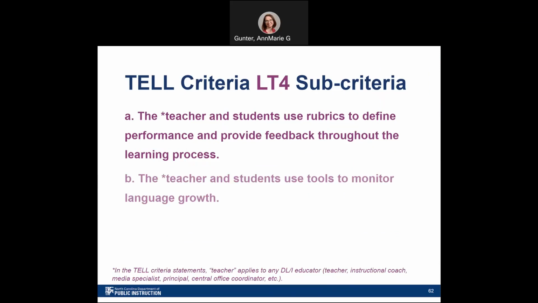B is the teacher and students use tools to monitor language growth. How are you helping your students think about monitoring their language growth as they move from kindergarten to first grade and first grade to second grade and on up, or even from one unit to the next as they build their skills?